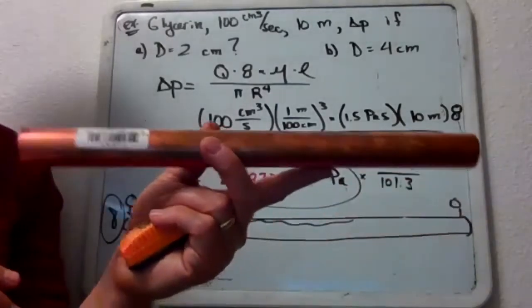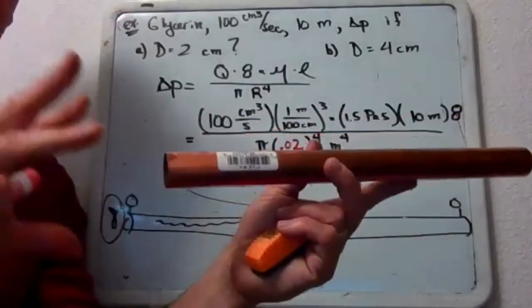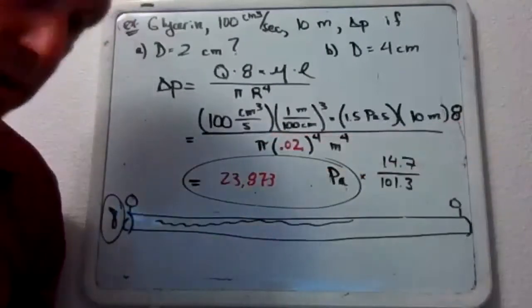It's kind of in design. Do we want a big pipe so there's a small pump, or do we want a small pipe and therefore a big pump? Very interesting question to get through.